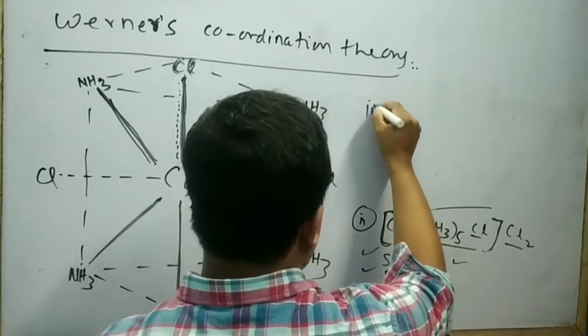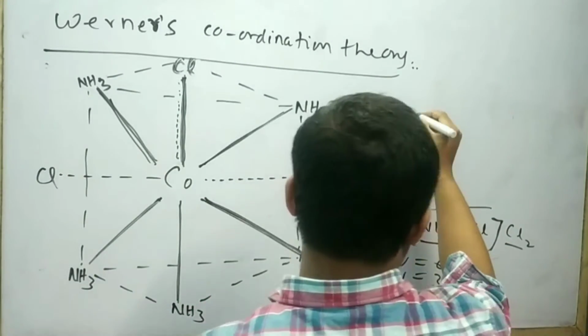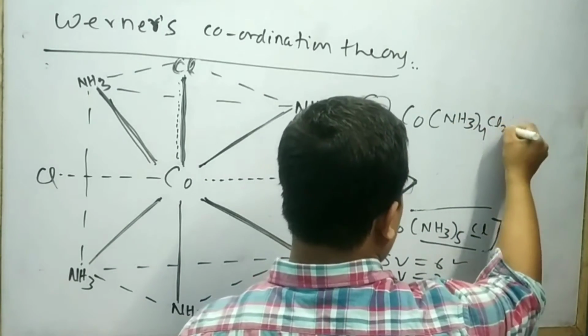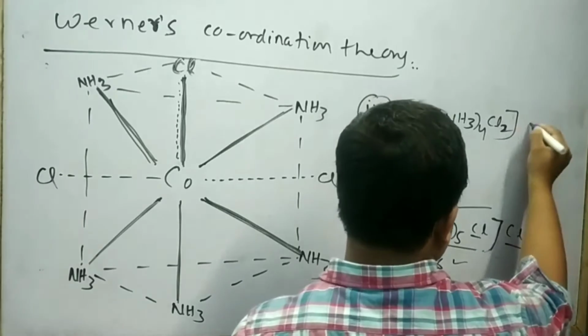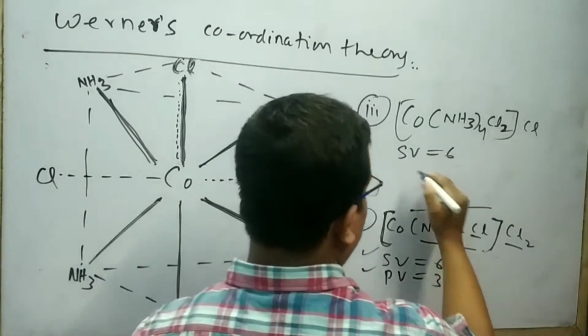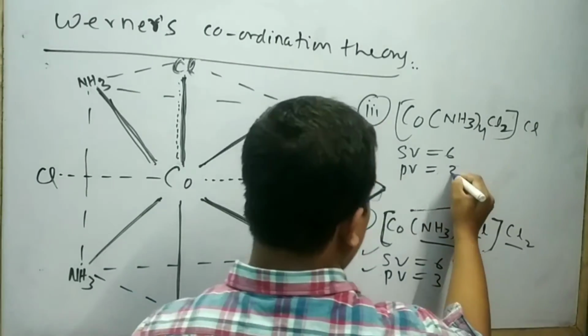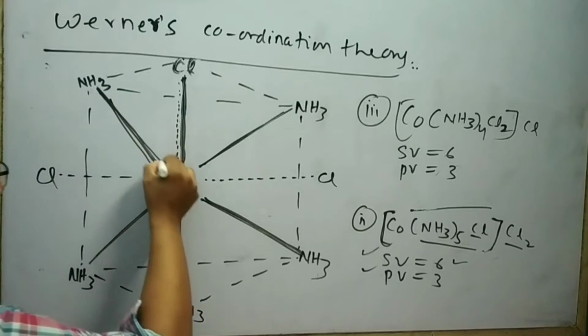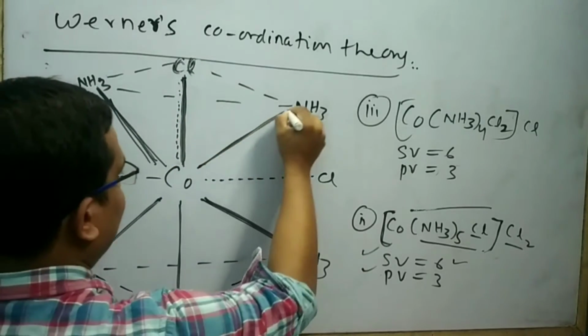Suppose I want to draw the structure of compound number 3, that is [Co(NH3)4Cl2]Cl. Here the secondary valency is 6, and the primary valency is also 3. The 6 secondary valencies are drawn like this.